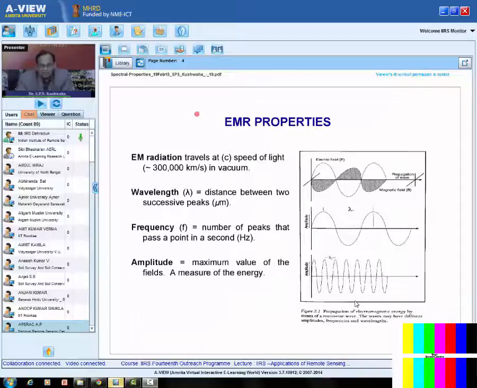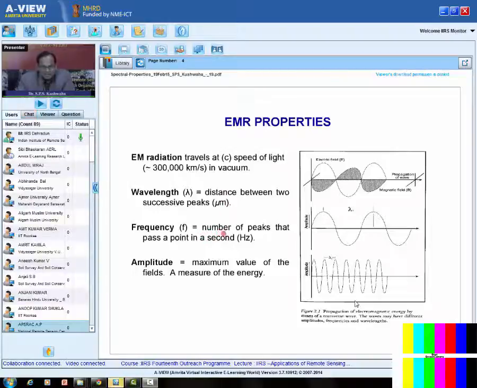This slide shows that if you look at the radiation from the sun, you can easily think of electromagnetic radiation. This radiation has properties like it travels at the speed of light, which is about 300,000 kilometers per second in vacuum. Atmosphere is not a vacuum, and therefore it might differ slightly. It has a wavelength, which is the distance between two successive peaks. And what are these peaks?